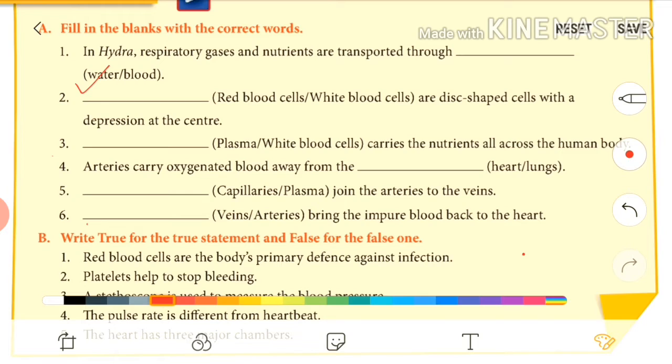Second, red blood cells or white blood cells are disc shaped cells with a depression at the center, so it is red blood cells. Now third one, it carries the nutrients all across the human body, so it is plasma.